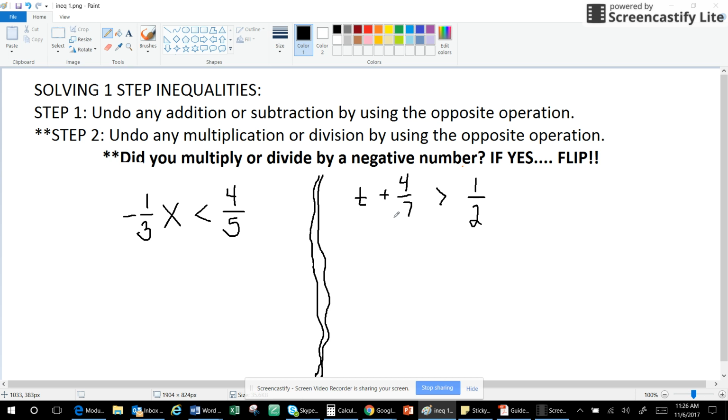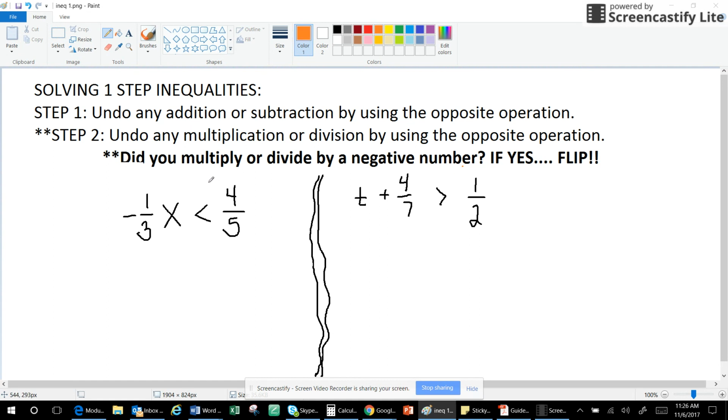Okay, so you got two problems on your note guide that I want you guys to try on your own. The first one here, we have negative 1/3 x less than 4/5. Try this problem on your own, answer the question, and whenever you're ready, hit continue and check your work and your answer. See what you did right, see what you did wrong, see what you need to fix.